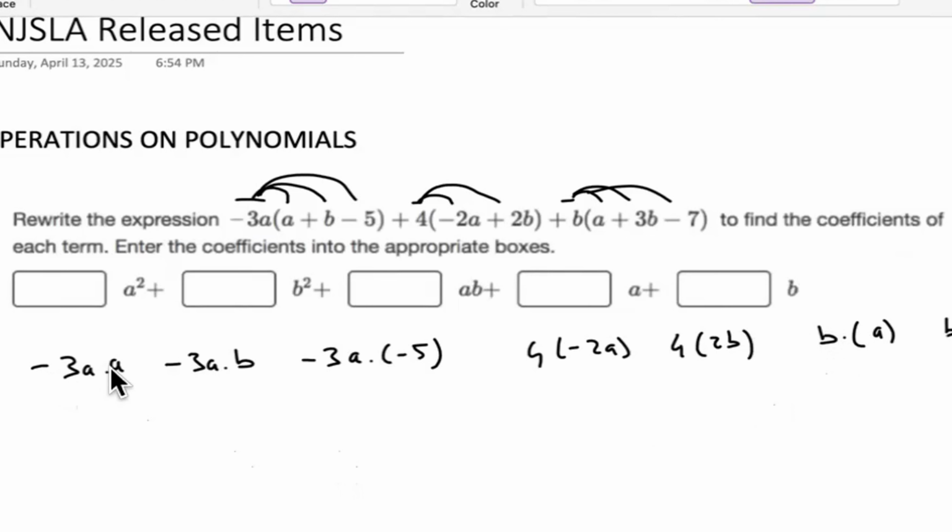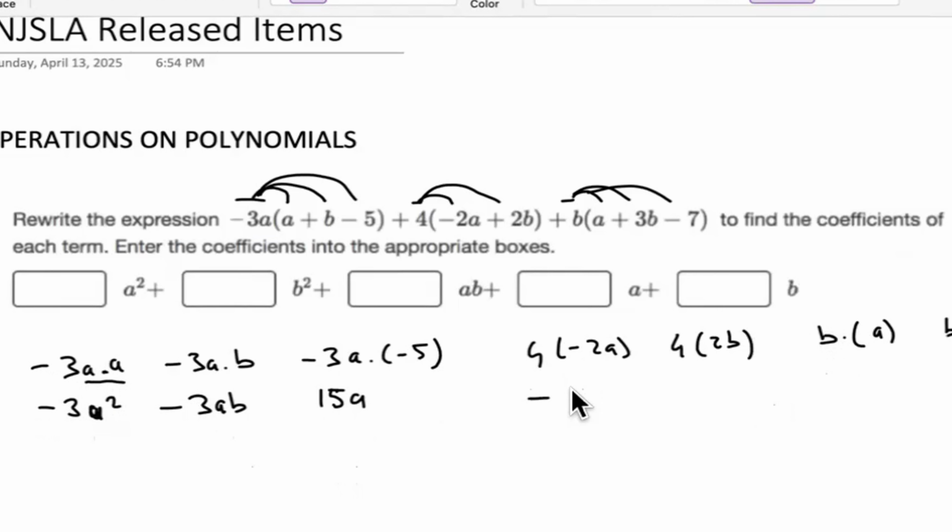Negative 3a times a. So a times a is here. Since a times a is here, I can write it as a square, and negative 3 will stay in front of it as negative 3a squared. It is negative 3ab, and then negative 3 and minus 5. Negative and negative multiplication is positive, not addition. Be careful. Some of the students are confused about it.